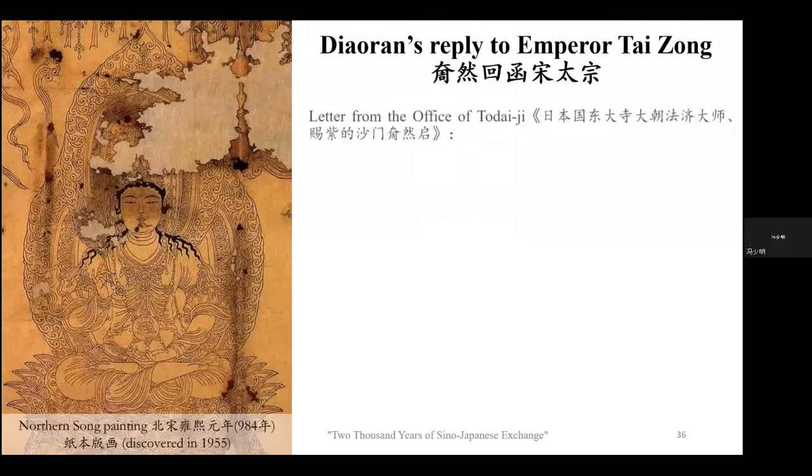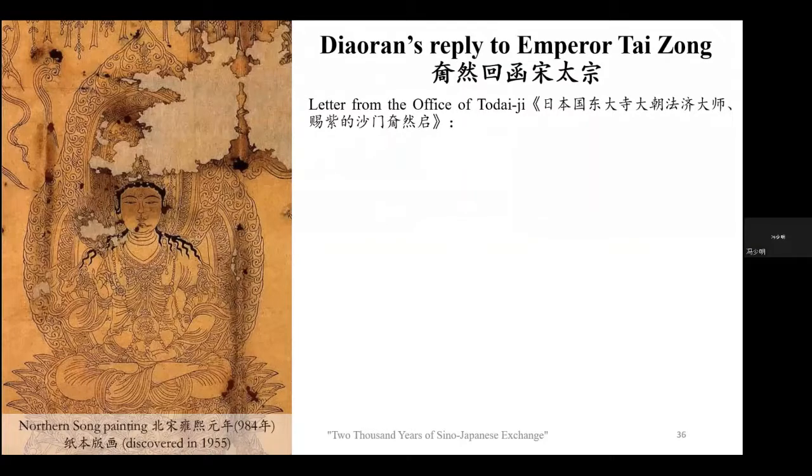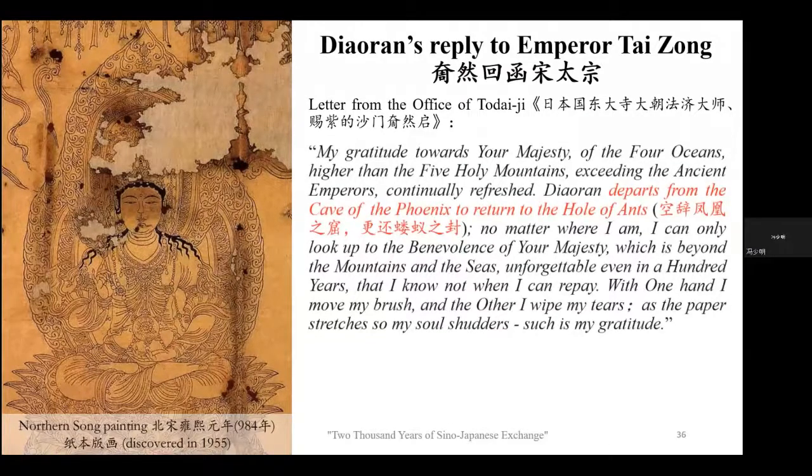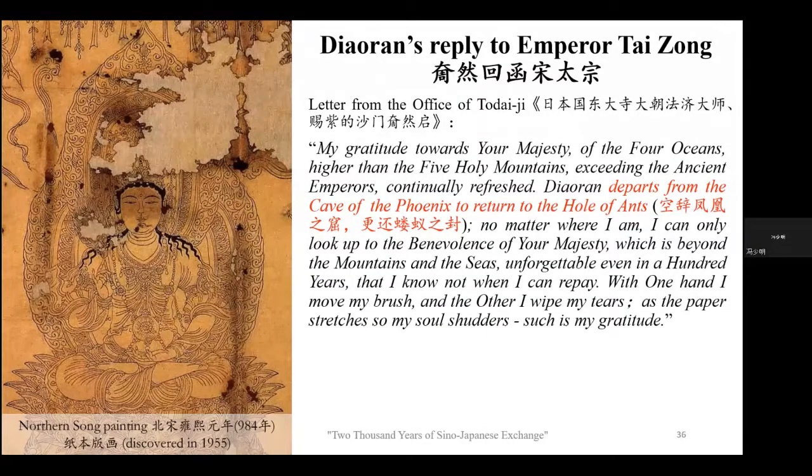So when he returned back to Japan, he wrote a letter. He was saying, my gratitude towards your majesty of the 4 oceans higher than the 5 holy mountains, exceeding the ancient emperors, continually refreshed. Well, today when we read this text, we may think it sounds a little obsequious, but the second sentence actually says, Diaoran departs from the cave of the phoenix to return to the hole of ants.